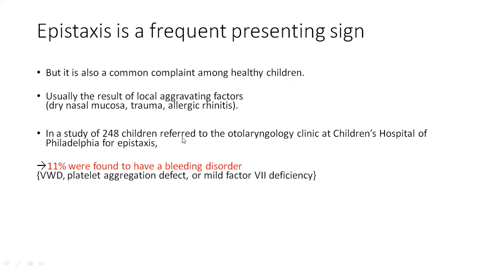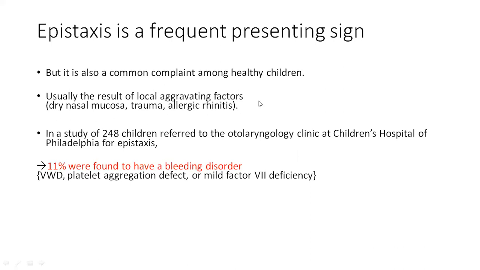There is a study done in Philadelphia in a children's hospital in the ENT clinic. So they found that 11% simple bleed. I'm not talking about a child presenting like this. I'm talking about simple epistaxis, as previously discussed, which is getting resolved by itself. Even in that situation, 11% of children were found to have a bleeding disorder, but they had recurrence. So the common causes they found were von Willebrand disease, platelet aggregation defect, and mild factor 7 deficiency.